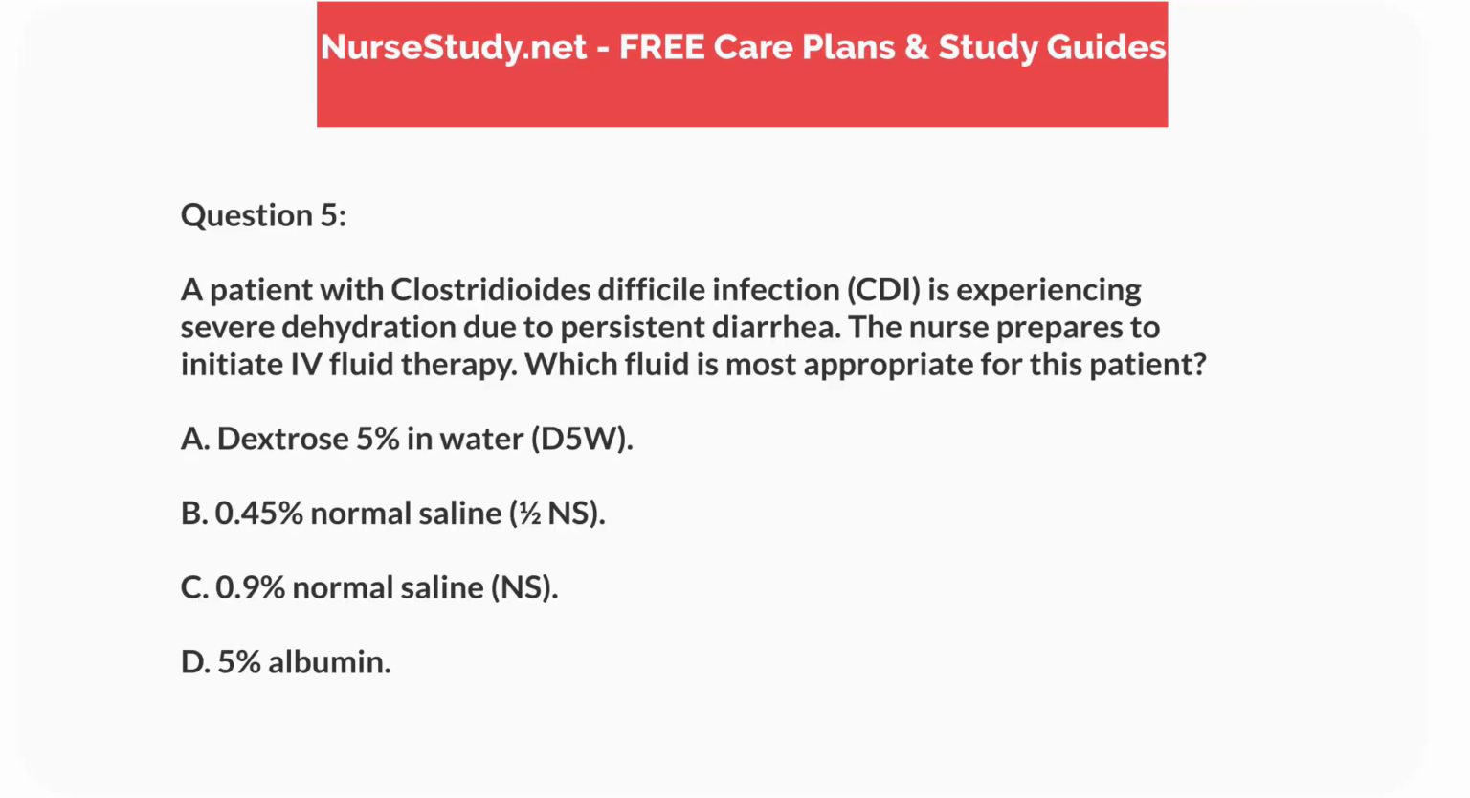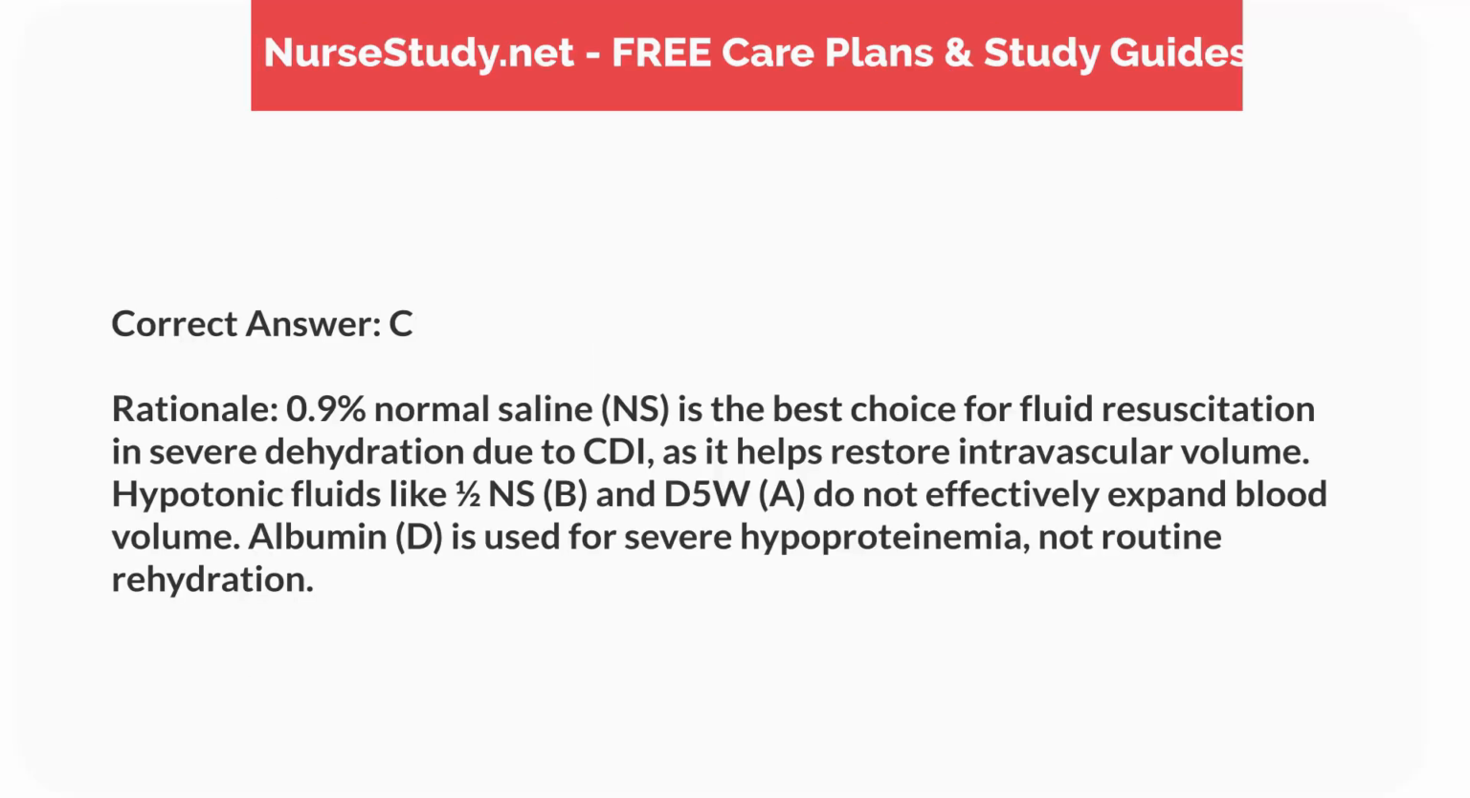Question 5. A patient with Clostridioides difficile infection, CDI, is experiencing severe dehydration due to persistent diarrhea. The nurse prepares to initiate IV fluid therapy. Which fluid is most appropriate for this patient? A. Dextrose 5% in water, D5W. B. 0.45% normal saline, 1/2 NS. C. 0.9% normal saline, NS. D. 5% albumin. Correct answer, C.